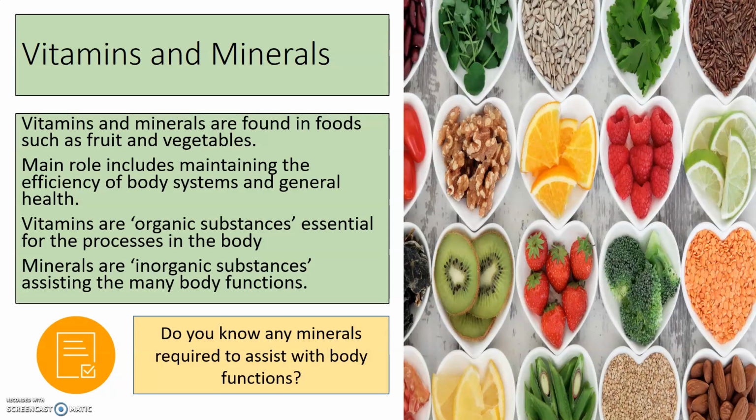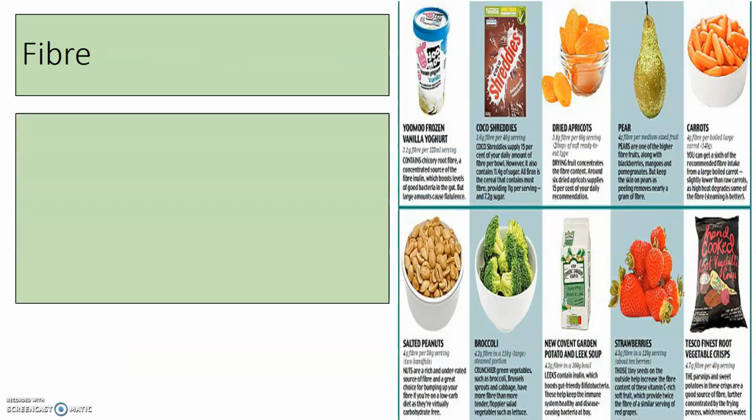Some examples you could have come up with in terms of minerals: you could have been thinking about iron, for example, which prevents anemia and also helps with the formation of hemoglobin in the red blood cells. Calcium is another good example in terms of improving our bone density, improving the quality and maintenance of our teeth, and you'll be able to find calcium in things like milk, cheese, and yogurts. Let's move on to fiber next.